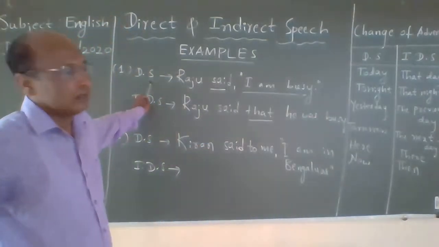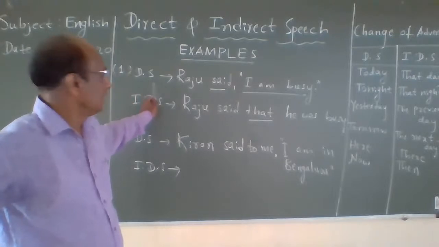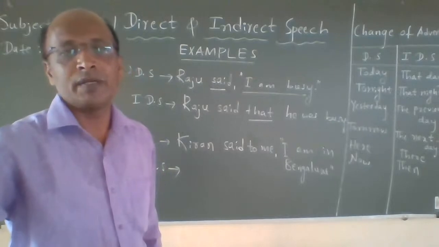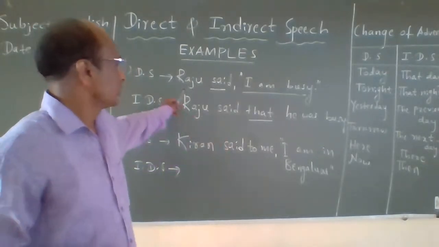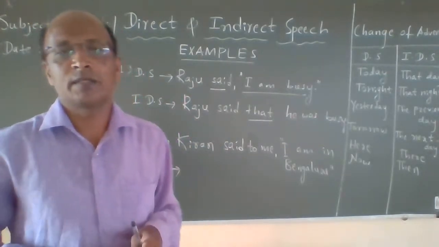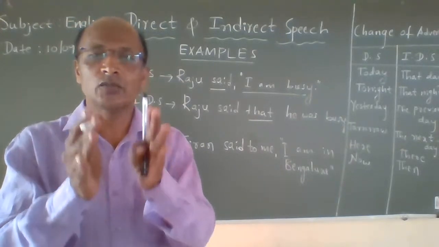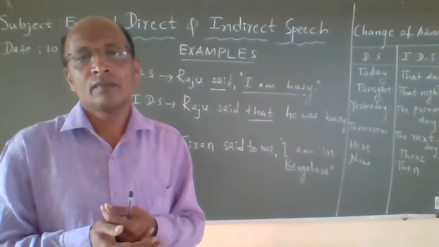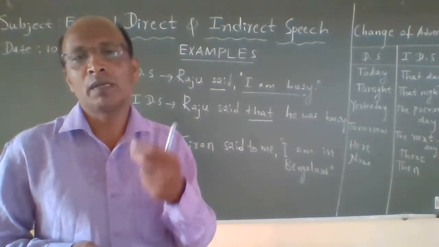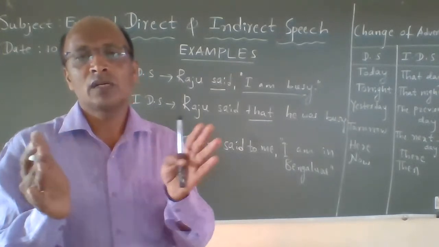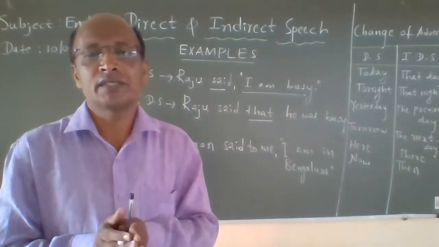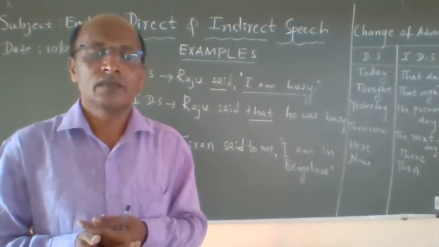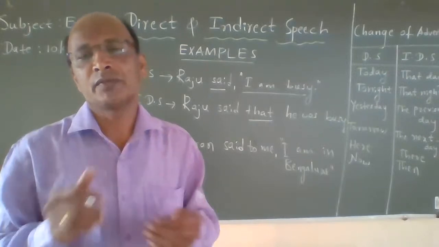See, direct speech, DS. Raju said, I am busy. This is direct speech, right? Raju said is one sentence. I am busy is one sentence. We find here two simple sentences. We have to combine or join the two sentences with the help of the subordinate conjunction that. Right? How to change from direct speech to indirect speech.